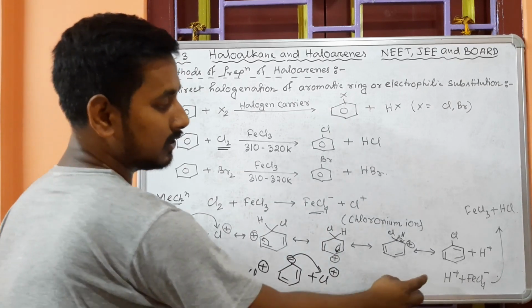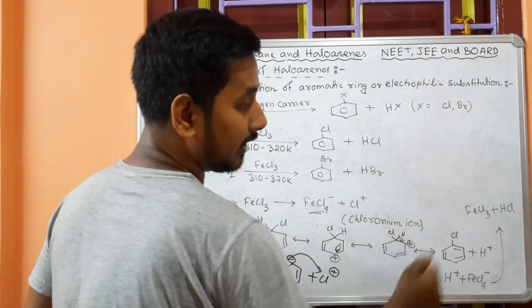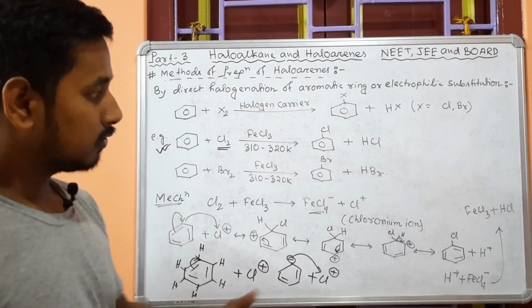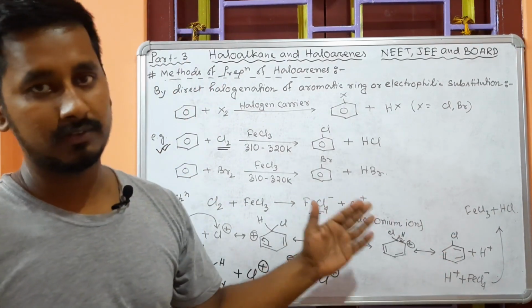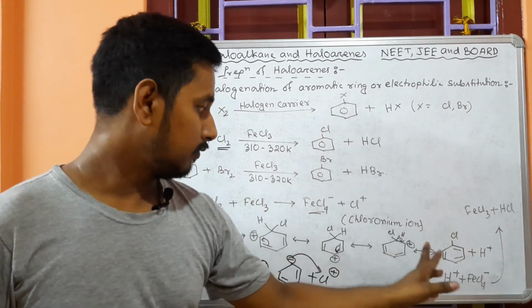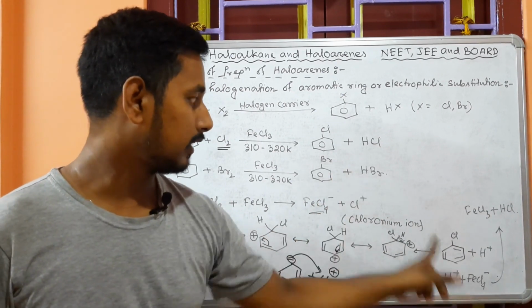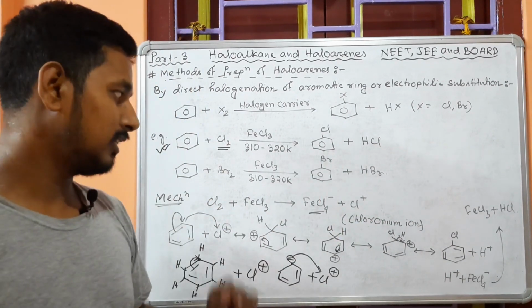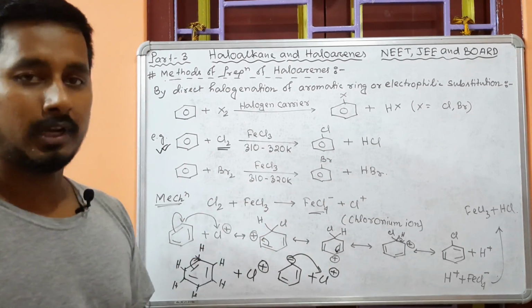When this H plus reacts with FeCl4 minus, you get FeCl3 and HCl as byproduct. So you get the catalyst back. You know that the catalyst remains the same before and after the reaction. So FeCl3 remains the same, and you get the byproduct HCl and your desired product, chlorobenzene. So this is the mechanism. In a very similar way, the reaction happens with the bromine atom also.